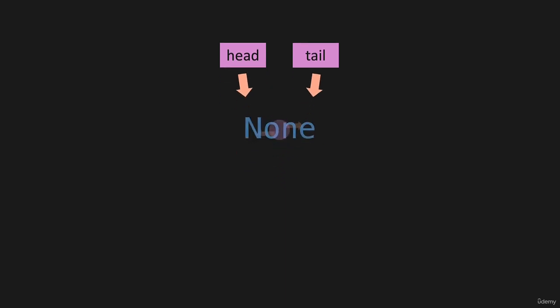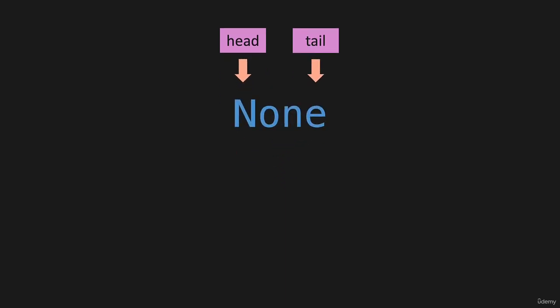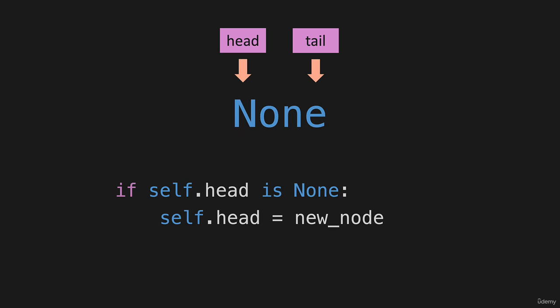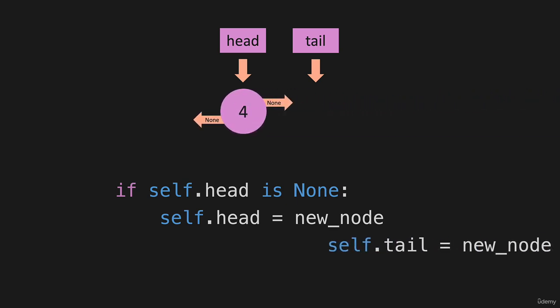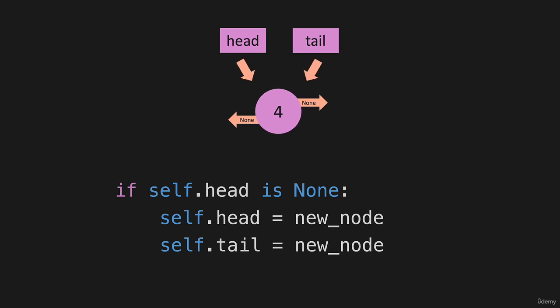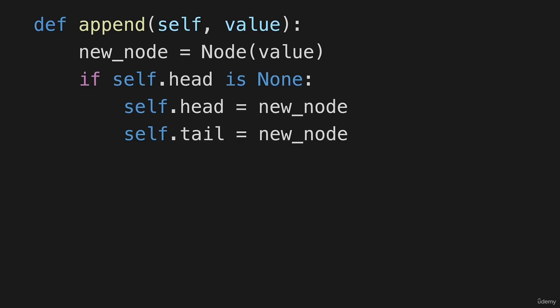We have to test to see if the linked list is empty, and we'll do that like this. If head is none, then we'll have head be set equal to the new node like this, and tail will be set equal to the new node like this. Let's add this in with the rest of our code.